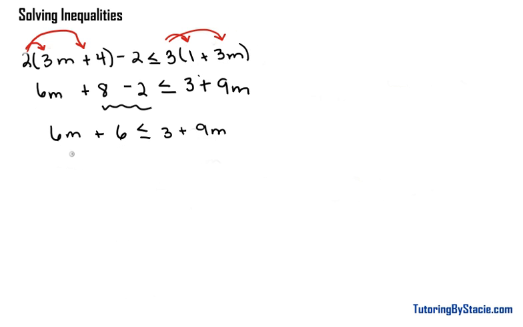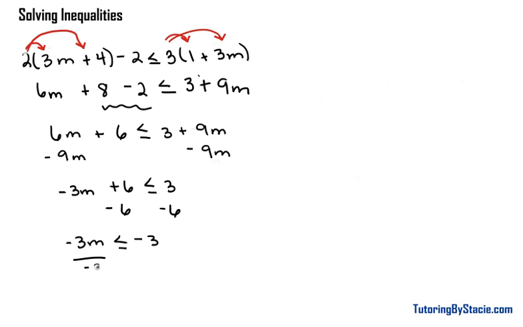Let's get our variable on the left side of the inequality. So let's subtract 9m from both sides of the inequality. And we get negative 3m plus 6 is less than or equal to 3. Subtract 6 from both sides, and we get negative 3m is less than or equal to negative 3. Divide both sides by negative 3, and we get m is, now remember, we divided by a negative number, so we switch our inequality, and we get greater than or equal to negative 3 divided by negative 3 is positive 1. So m is greater than or equal to a positive 1.